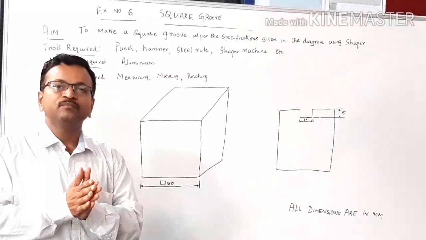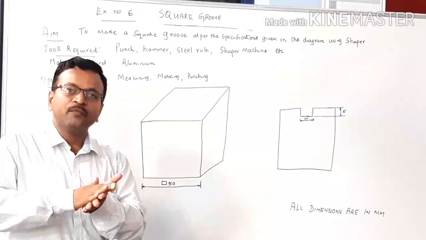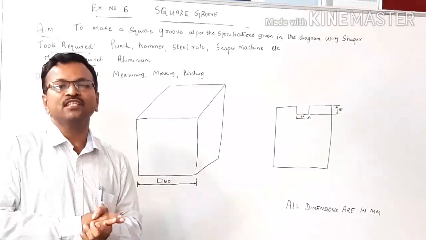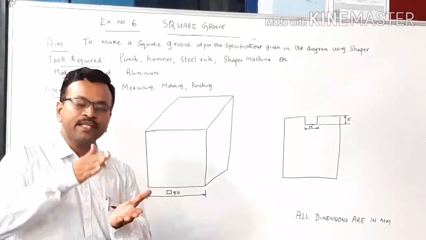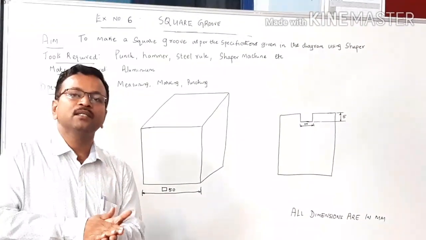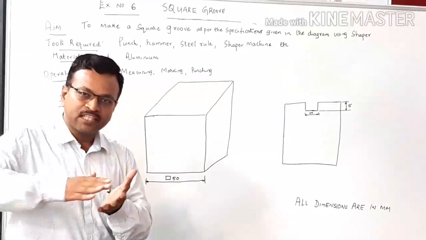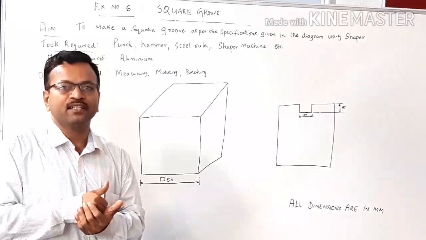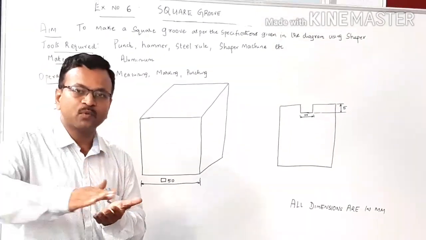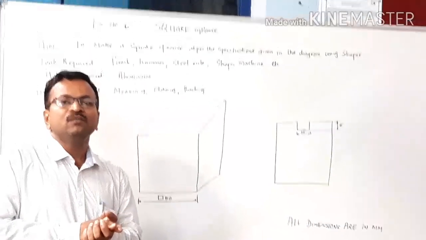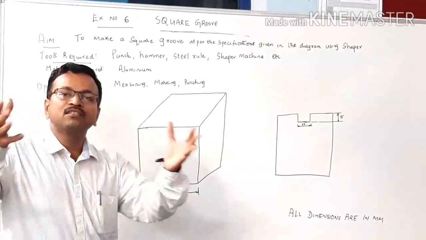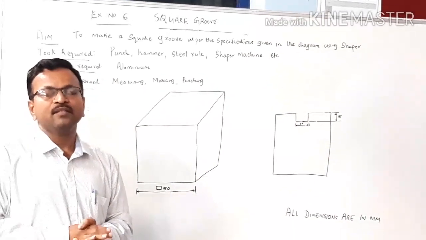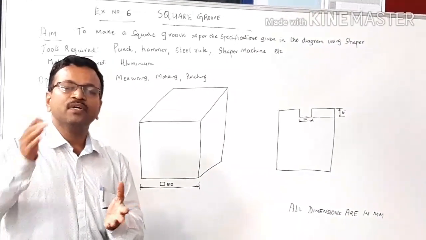In the planer you can do big size workpieces compared to the shaper. In the planer, the workpiece is reciprocating and the tool is stationary. So you can remove material from long size workpieces. That is the function of a planer.